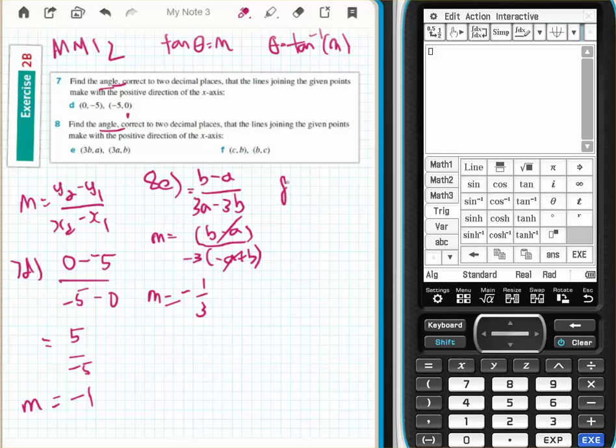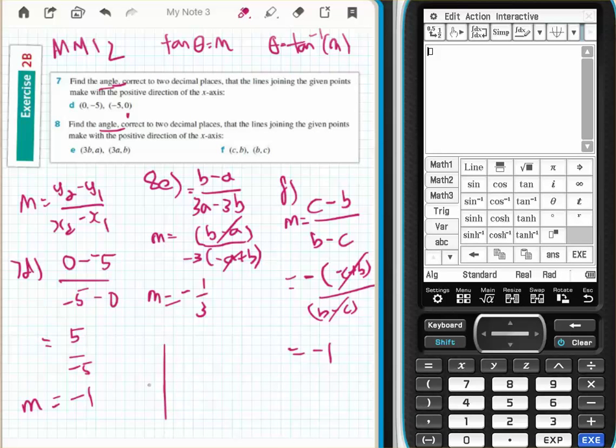And in f's case, the gradient's going to be c minus b over b minus c. And again, if I take out a negative, I will then have minus c plus b over b minus c. They can cancel because they're identically the same. So that also has a gradient of negative 1.